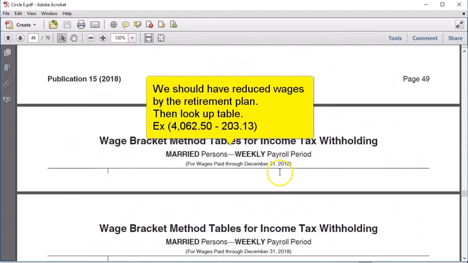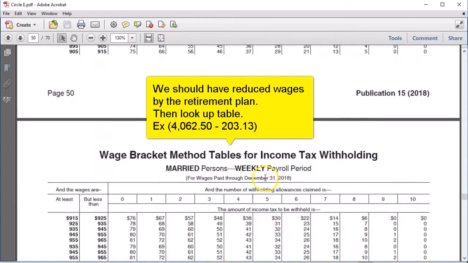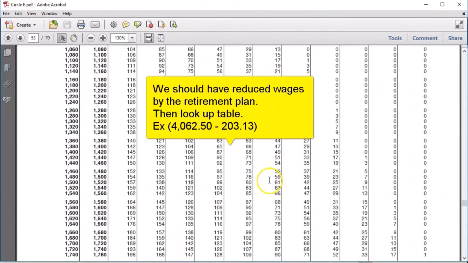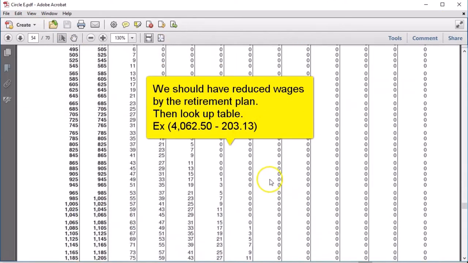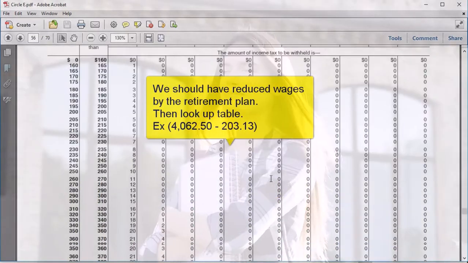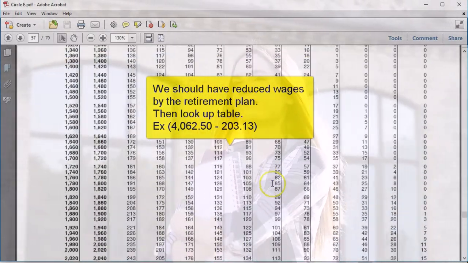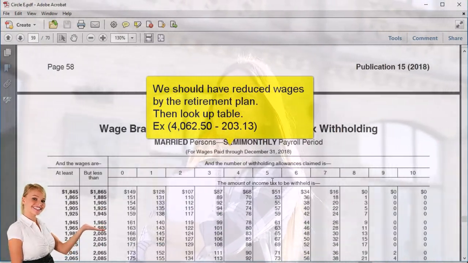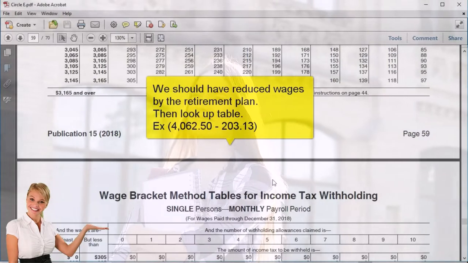That's weekly, then we've got bi-weekly, and semi-monthly. And finally, we should finally have monthly down here.